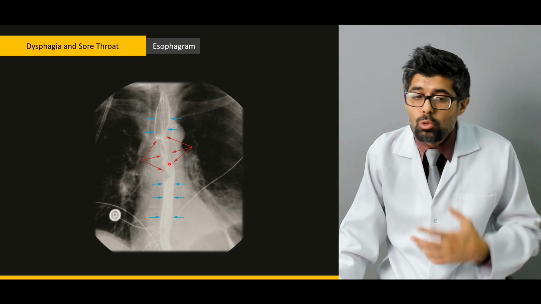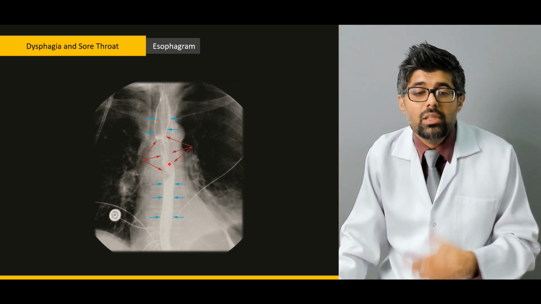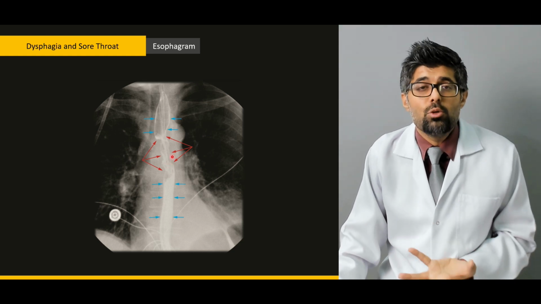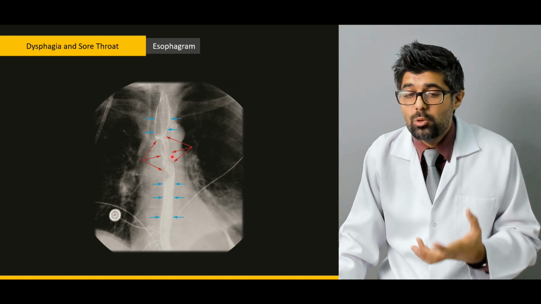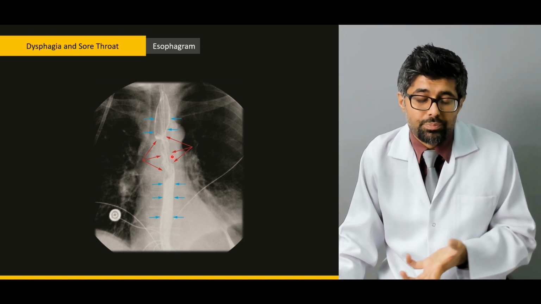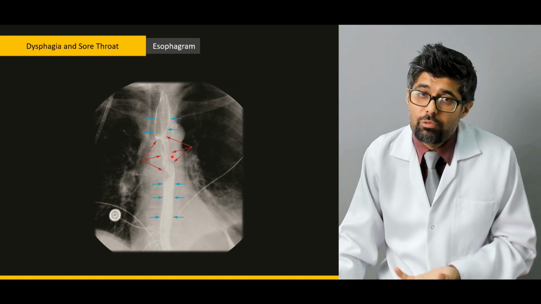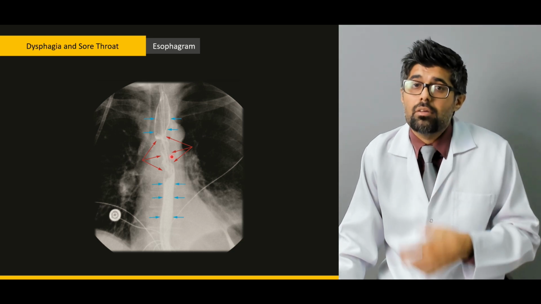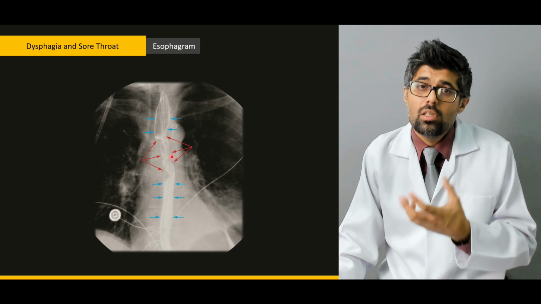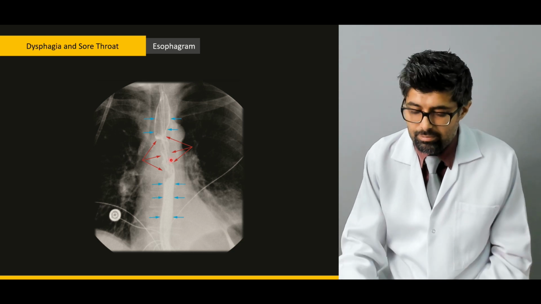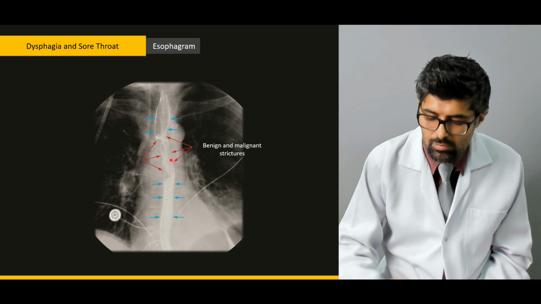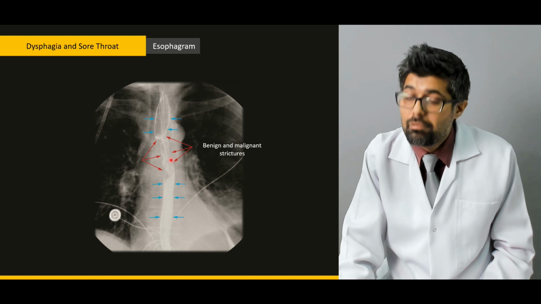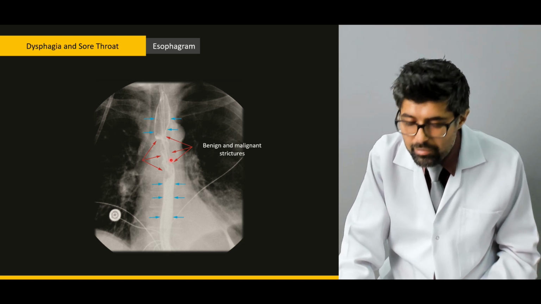Now, this can be due to congenital malformation, this can be due to some pathology, or it can be due to, and most often, squamous cell carcinoma of the esophagus. So, a barium swallow is a very good indicator and a confirmatory test of esophageal cancer. Strictures can be both benign and malignant. Further studies are required to differentiate them.